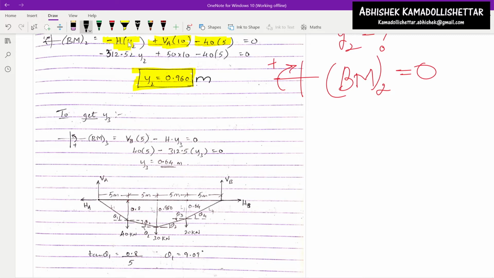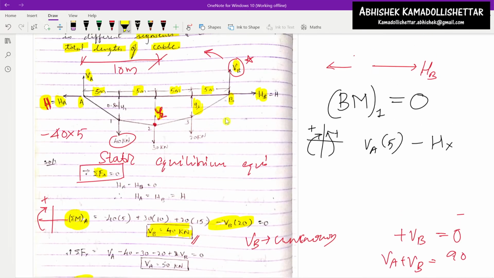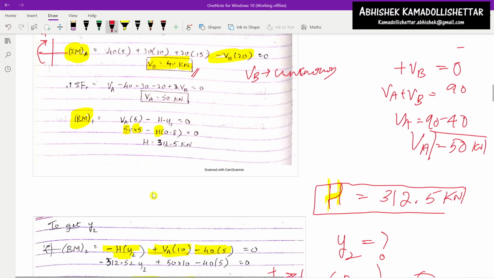The same procedure is to be repeated to get y3. To get y3, the same procedure should be repeated. I will not explain that procedure here because the procedure is the same. Now the only thing is we have to check y3.